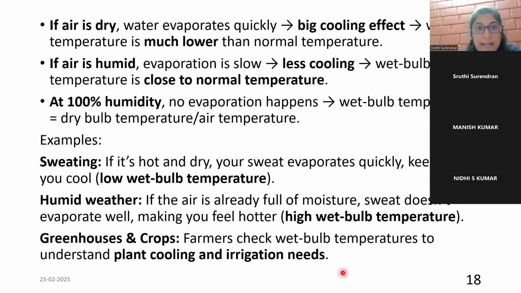Now, if the air is dry, what happens? The water is going to evaporate more quickly. So this is going to affect more cooling, and hence the wet bulb temperature is much lower than the normal temperature. So at a particular temperature, if the air is dry and there is a source of water around, the evaporation of the water will happen more quickly, which results in more cooling, and which results in the wet bulb temperature being much lower than the normal temperature.